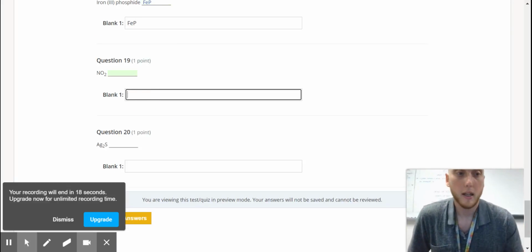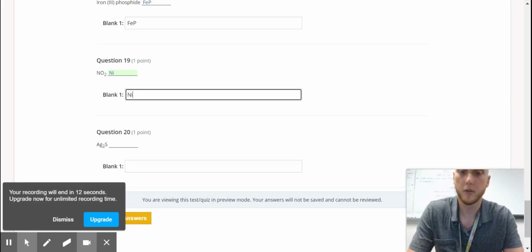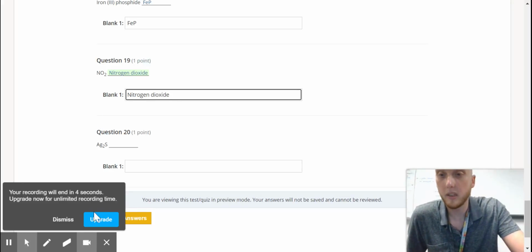N and O, they're both nonmetals, so we need to use our prefixes. So if there's just one of the first one, it's no prefix, and then diphosphide. This last one I'm going to leave for y'all.